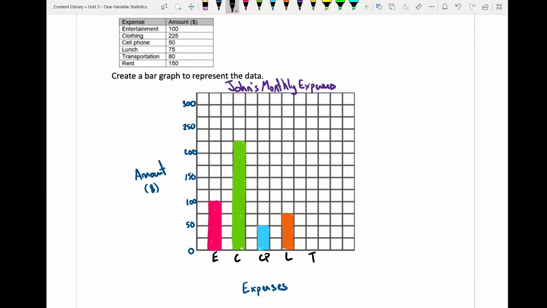Transportation is 80. So this one we may have to just estimate a little bit for 80. We know it has to be slightly above that third line, and that third line was 75. So again, it doesn't have to be quite exact, but as close as we can get. And then finally, our last one is rent, which was 150.